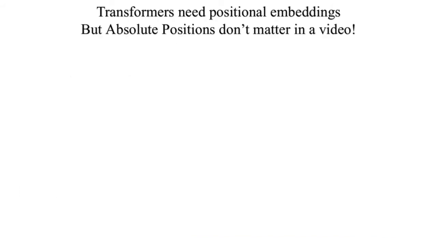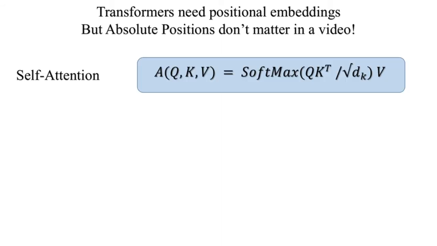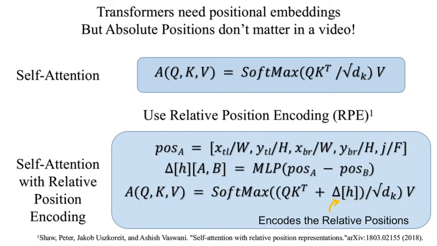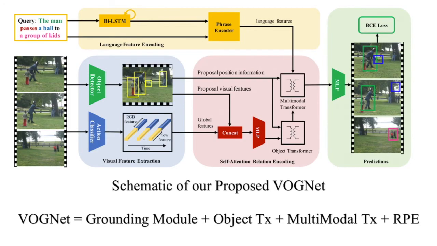We further note that transformer networks require positional encodings. However, absolute positions are not meaningful in a video. Thus, we propose relative position encoding derived from a prior work in machine translation. Essentially, it biases the model to weigh related objects based on their proximity. This results in our framework VOGNet, which combines a grounding model with object and multimodal transformers with relative position embeddings.